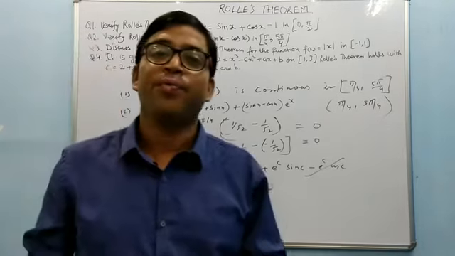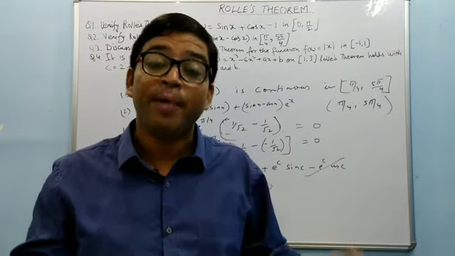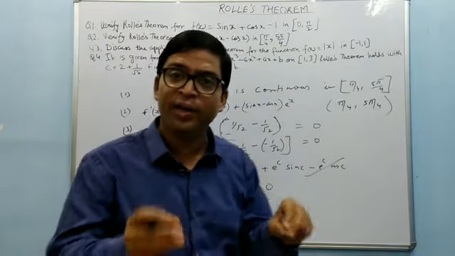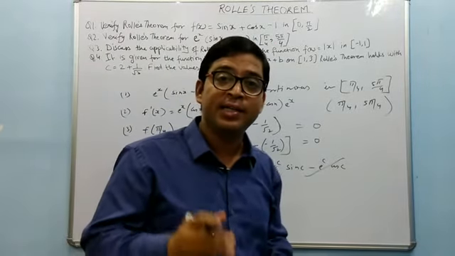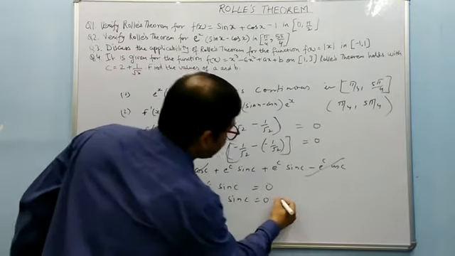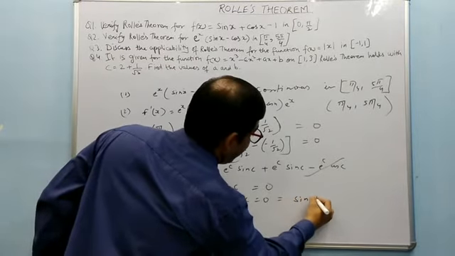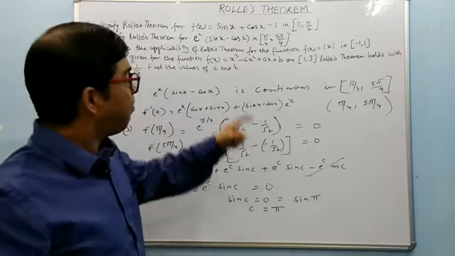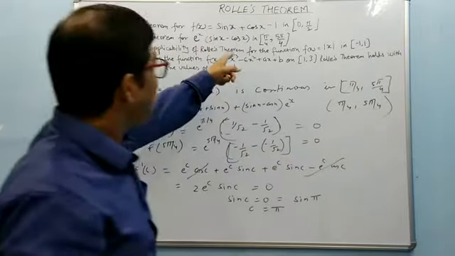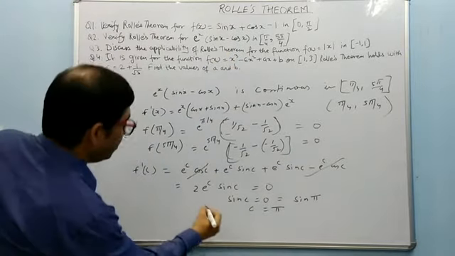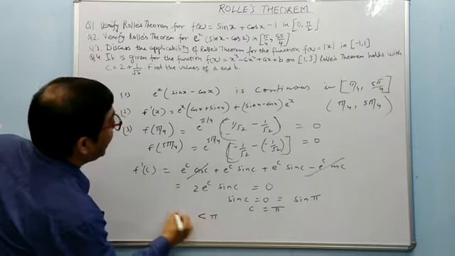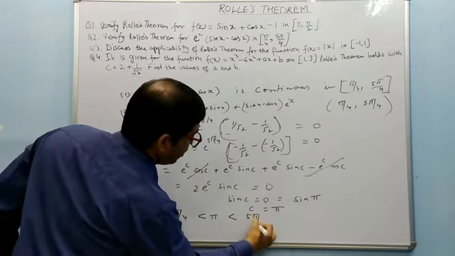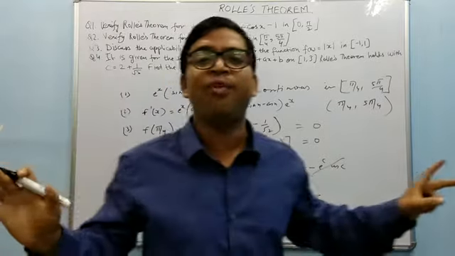Where is sin 0? People say it is at 0 degree, but we have to find a point in the given interval where f dash c is 0. So sin pi, 180 degree, is also 0. So c is pi. Now definitely see that pi is lying between pi by 4 and 5 pi by 4. So Rolle's theorem is verified here.